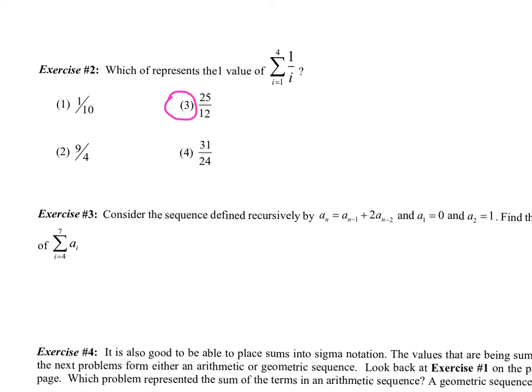Now you can add these if you want on your own, but you do have to find an LCD. And quite honestly, you know, I mean, you can. Your LCD would be 12. But if you want to just plug that right into your calculator, it is answer 3. And if you did get it, good job.